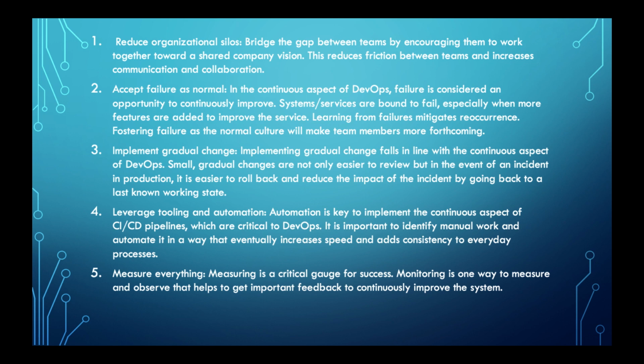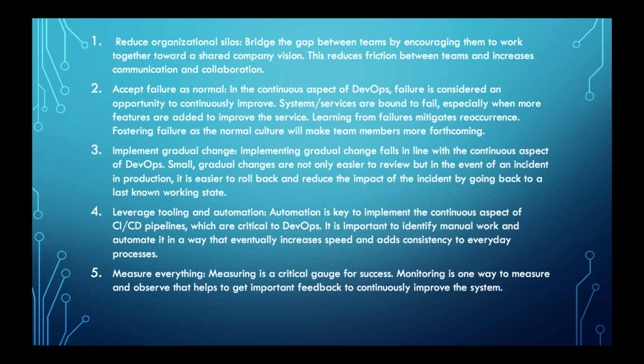Next one, accept failure as normal. In the continuous aspect of DevOps, failure is considered an opportunity to continuously improve. Systems and services are bound to fail, especially when more features are added to improve the service. Learning from failures mitigates reoccurrence. Fostering failure as the normal culture will make team members more forthcoming.